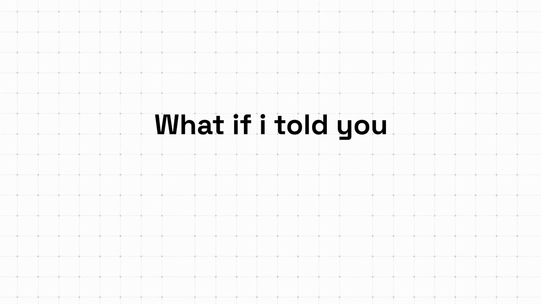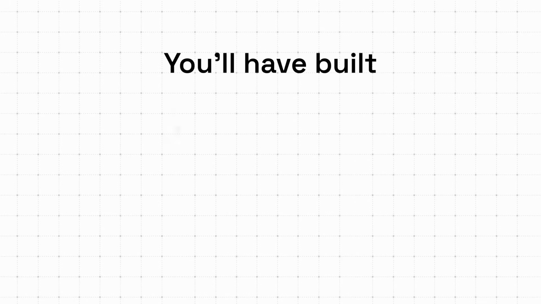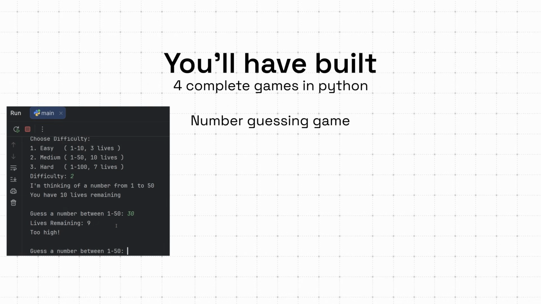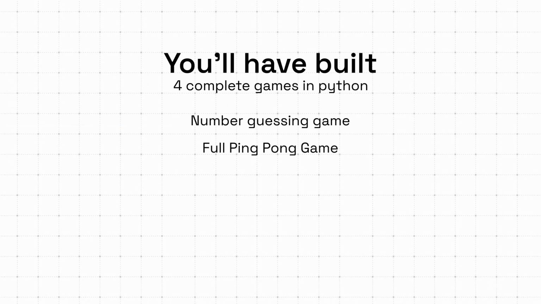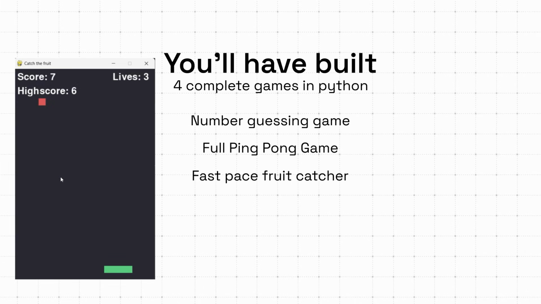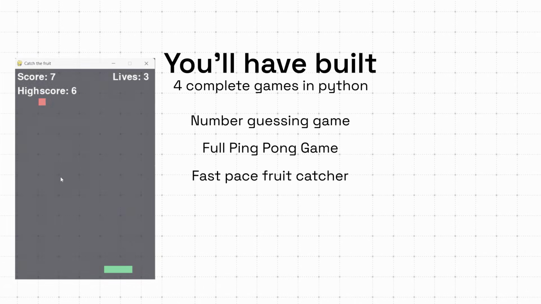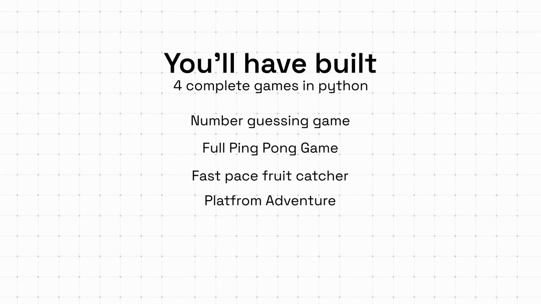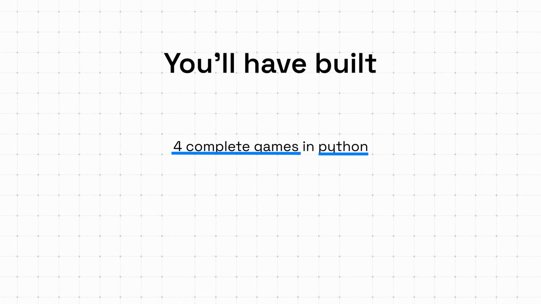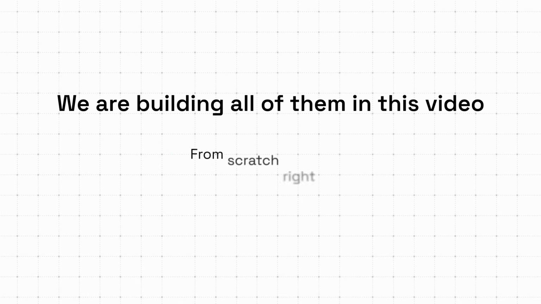What if I told you by the end of this video you'll have built 4 complete games in Python? A number guessing game that runs right in your terminal, a full ping pong game built with nothing but Python's Turtle module, a fast-paced fruit catcher built in Pygame, and at the end of this video, a complete platformer adventure with gravity, jumping, collectibles, enemies, and sounds. 4 games, 1 language, and we're building all of them in this video from scratch right now.